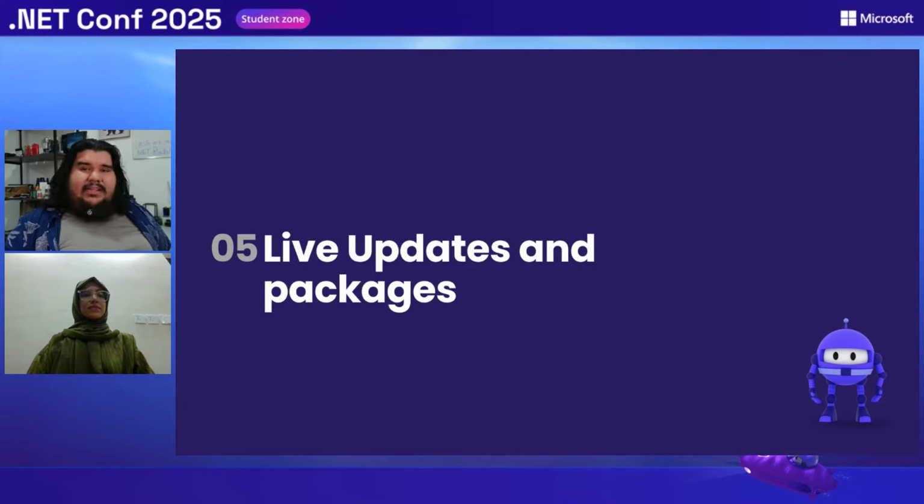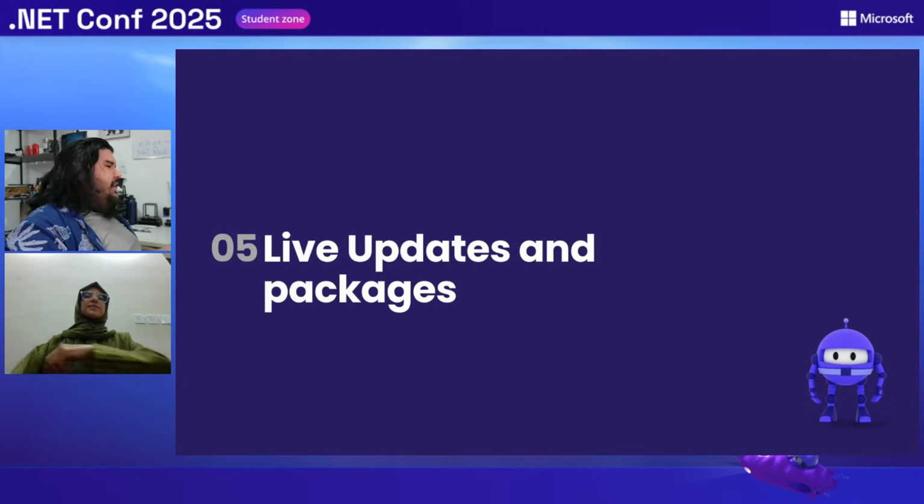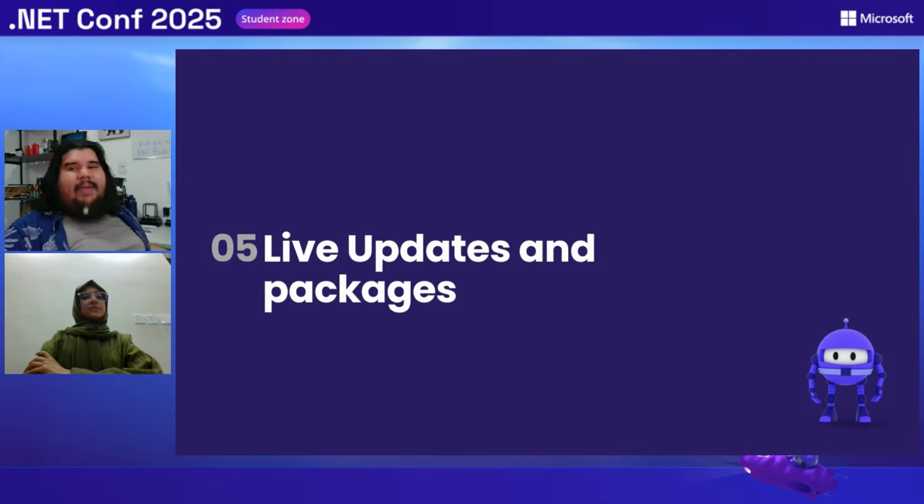Because imagine then I try to build something and I get a package missing. And I say, what? What? Okay. So I need to debug an issue now. And I need to do it fast. What do you do? So you can go here with live updates and packages with .NET.